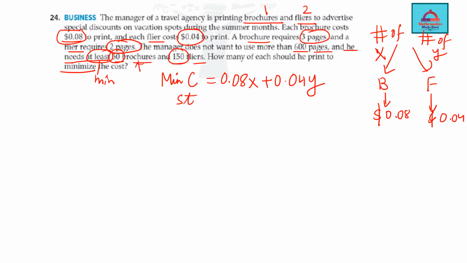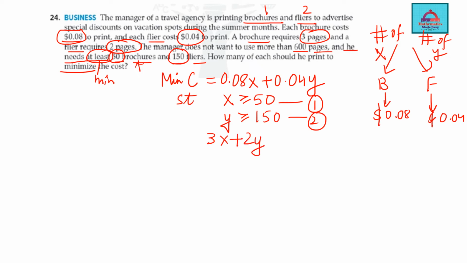Now let's see what the conditions are. How many brochures? At least 50 means minimum. So brochure is x, so minimum means x is greater than or equal to 50, and flyers y is greater than or equal to 150. So first condition, second condition. We've used this information. Let's go now to the number of pages. 3 pages for one brochure, so 3x. How many pages for one flyer? 2, so 2y. And he does not want to use more than 600, so that means less than or equal to 600.